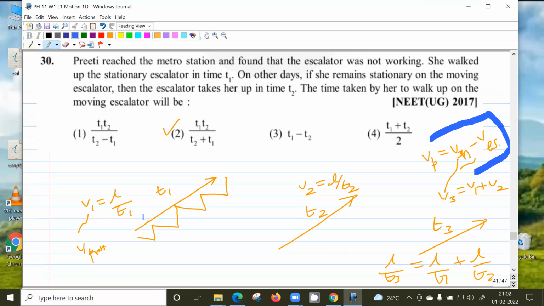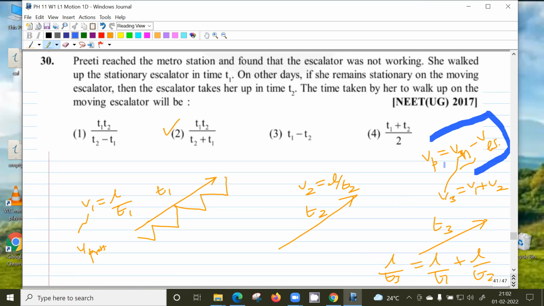No, I don't understand the formula. No, the V1 is same as velocity of PD, is that clear? In the first case, she is climbing up, right? So that is her property. That is her velocity. That does not change. Okay. In the second case, she's stationary, only the escalator is moving. So V2 is same as velocity of escalator. Yes, sir. Okay, so this is also clear.